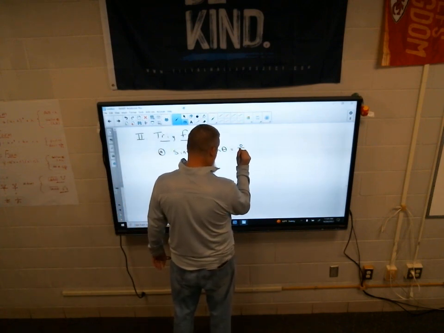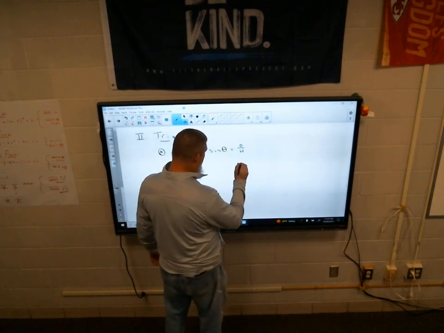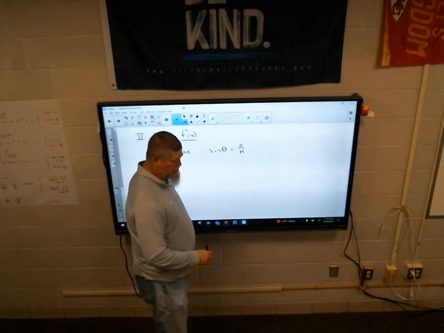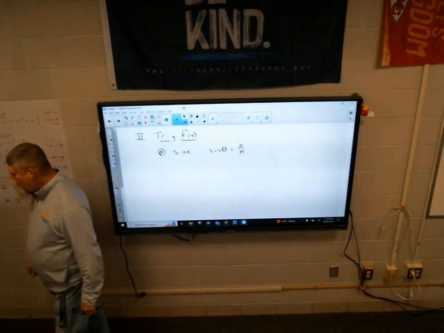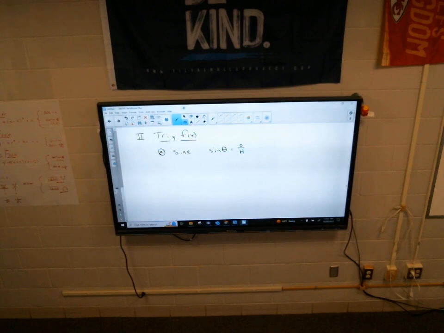Now, what do we mean when we talk about opposite and hypotenuse? It has to be a right triangle, correct? So we look at a right triangle, and wherever theta is, this would be the opposite side. This would be the adjacent side. This would be the hypotenuse.